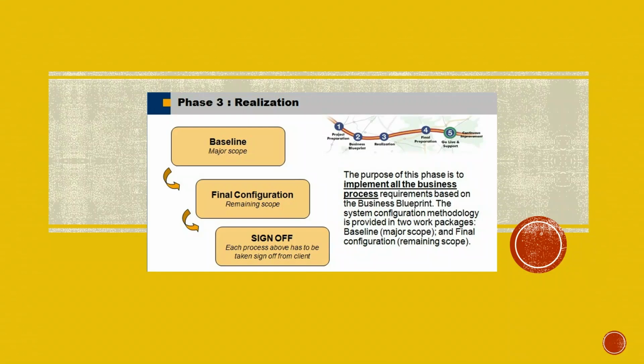The third phase is the realization phase, where whatever system design was done in the business blueprint phase has to be put into realization mode. When I say realization mode, it is all about configuration, enhancements, developments, and customizations. Then, once all is done, testing is required from the consultant side. Also, a sign off has to be taken from the client for each of the processes, which is again a part of this phase.